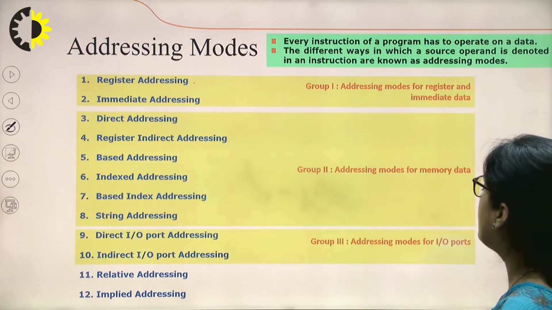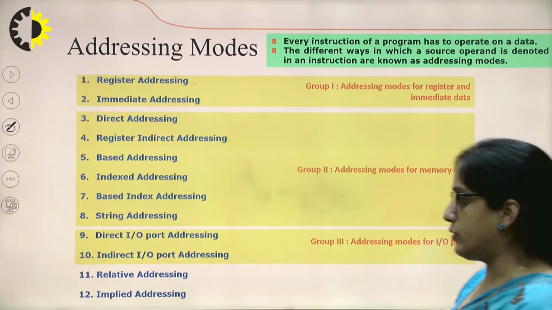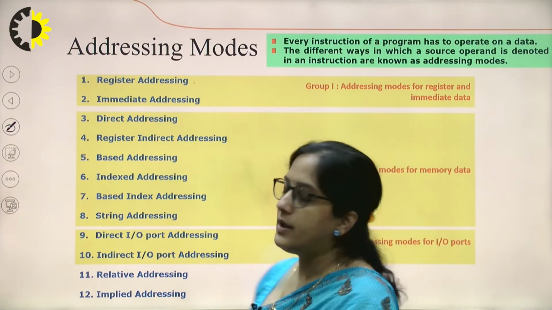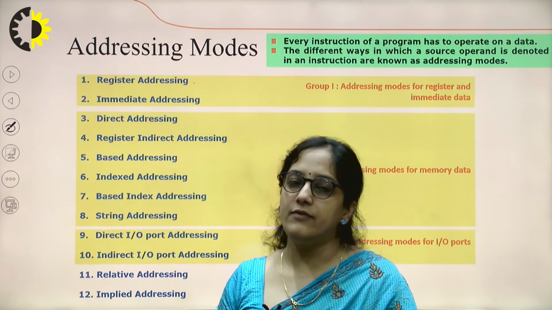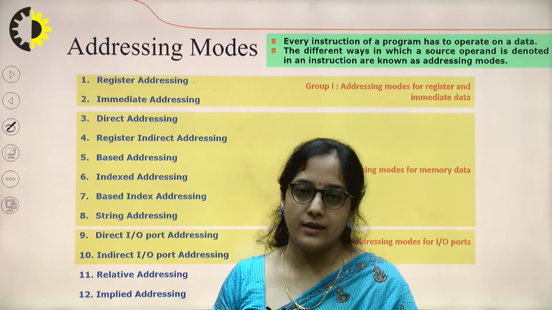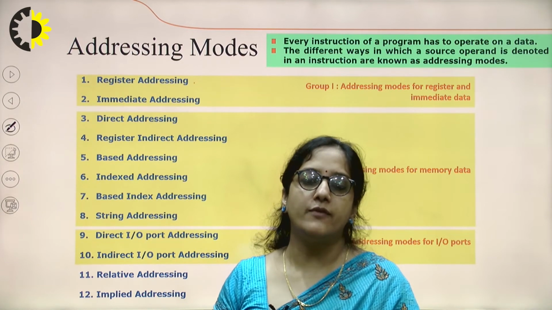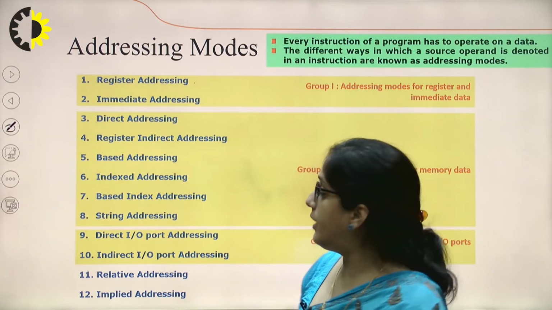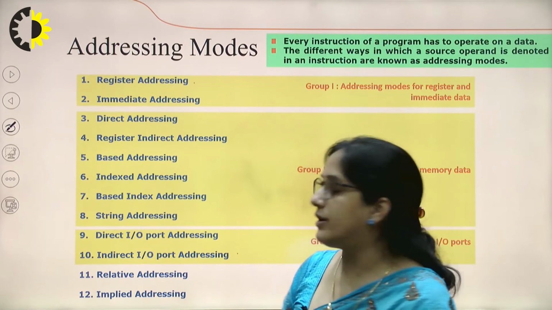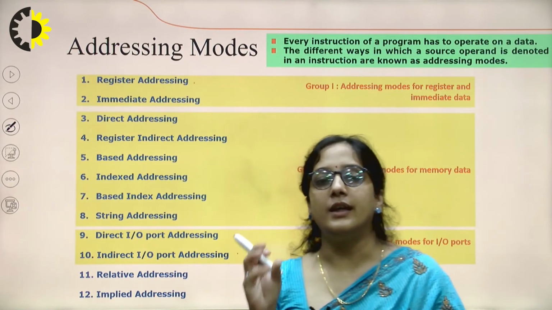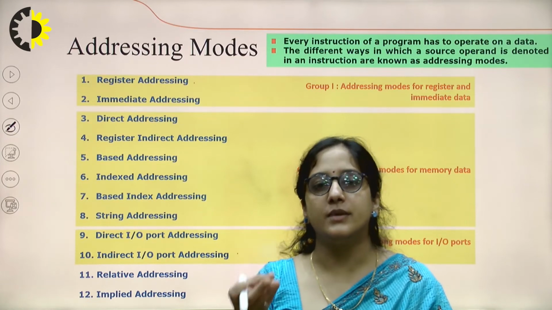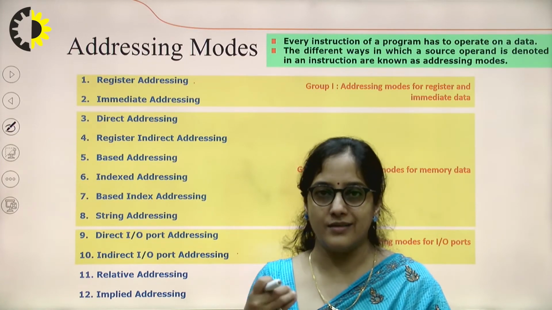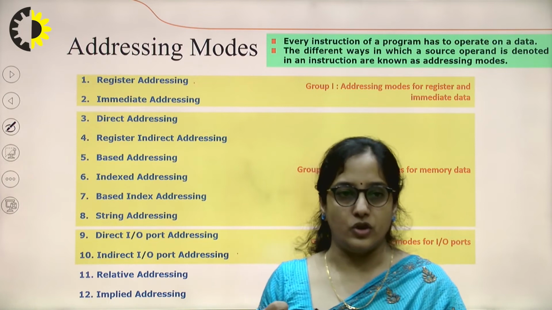The third group is addressing modes for the IO port. In this third group, we are dealing with input output devices. Either we directly specify the port address of the input output device in our instruction, or the second one is the indirect one, where the address of the input output port is stored in some register and we use that register in our instruction.